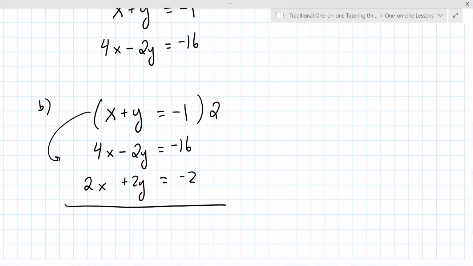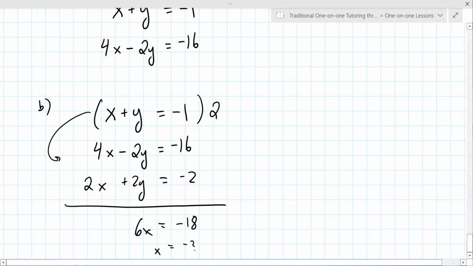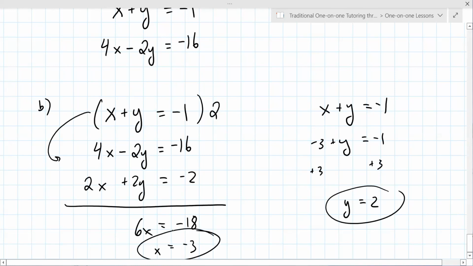The interesting thing here is that this doesn't seem to work out nicely, but let's keep going. So it's 6x. Oh no, it does. 6x equals minus 18, x equals minus 3. Sorry, I was looking at something else. And then I'll just go back to that first equation. Minus 3 plus y equals minus 1. Add 3 to both sides, and y is 2.